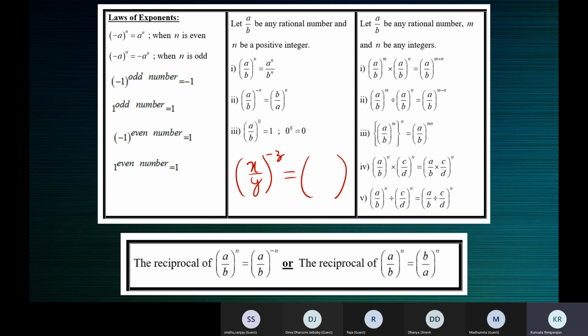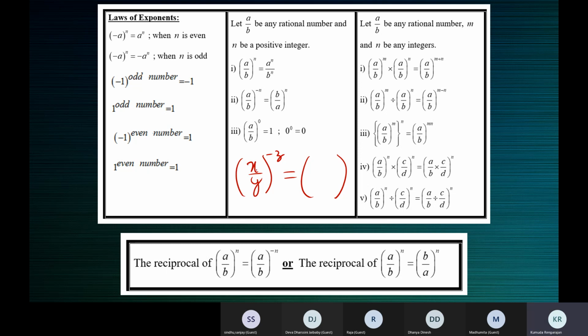Which is the base? X by y is the base. Which is the power? Minus z is the power. The two components are x by y, which is the base, and minus z, which is the power. The base and power are the two components in this expression. X by y is the base, minus z is the power, or the index, or the exponent.